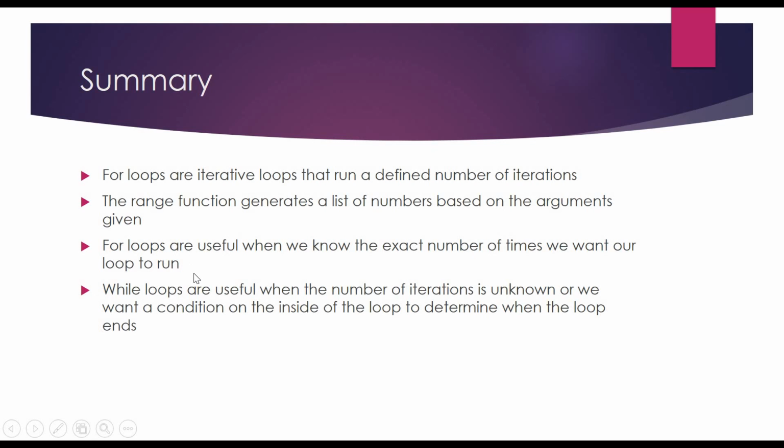Another point is that for loops are useful when we know the exact number of times we want our loop to run, whereas while loops are useful when the number of iterations is unknown, or we want a condition on the inside of the loop to determine when the loop ends. So that's when to use for loops versus while loops. For loops are more simple, but they're less flexible, so we can't use them in every situation. So make sure you know what kind of loop you need. Determine if you can figure out how many iterations there are, and if you can't, probably just use a while loop. But anyways, happy programming.